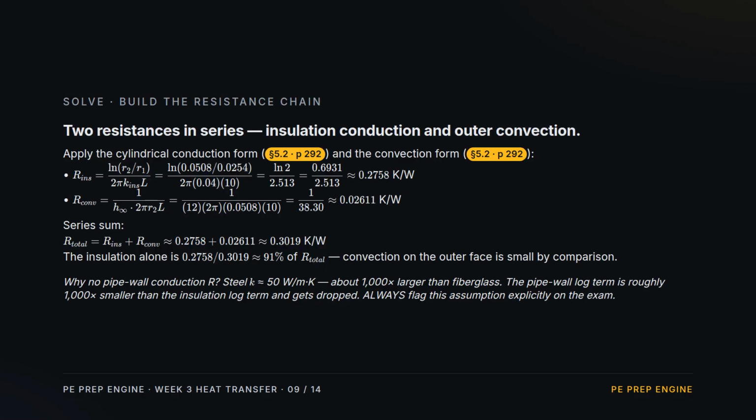Build the resistance chain, 2 elements in series: insulation conduction and outer convection film. Pipe wall conduction is negligible. Steel conducts roughly 1,000 times better than fiberglass. But flag it. Insulation R is the log of the radius ratio over 2πk insulation L. Outer convection R is 1 over h∞ times 2πR2L. They sum to about 0.30 Kelvin per watt. 91% of it, the insulation.